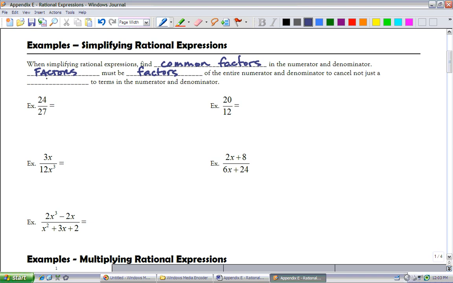Not just a factor to terms in the numerator and denominator. Okay? So it's going to be important that we realize what is a factor and what's not. Remember, factors are separated by multiplication.